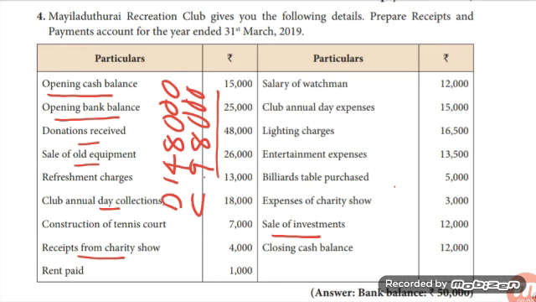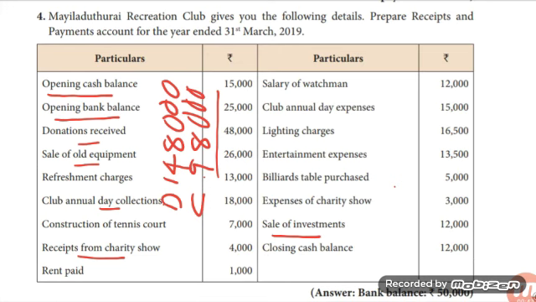Mailadurai Recreation Club gives you the following details. Prepare receipts and payments account for the year ended 31st March 2019. Children, draw the receipts and payments account. Write the title. In the books of Mailadurai Recreation Club, receipts and payments account for the year ended 31st March 2019. Enter the opening balance. Cash balance and bank balance given. Nothing mentioned about the bank balance. That means it is the debit balance. So enter both cash balance and the bank balance on the debit side as to balance brought down.